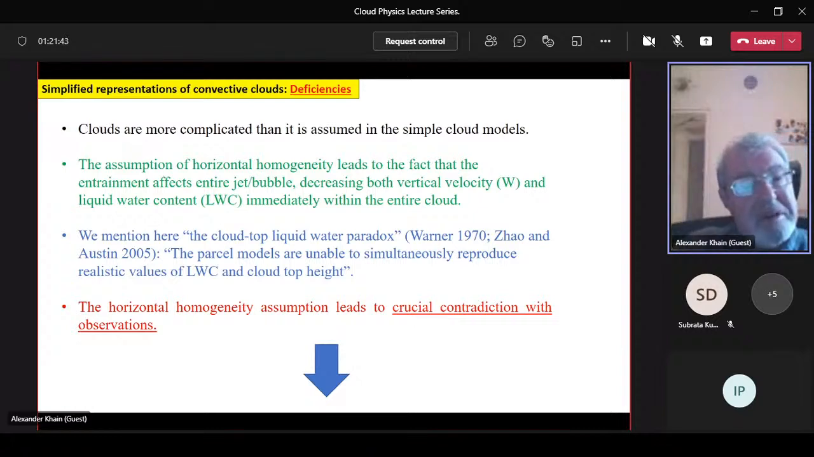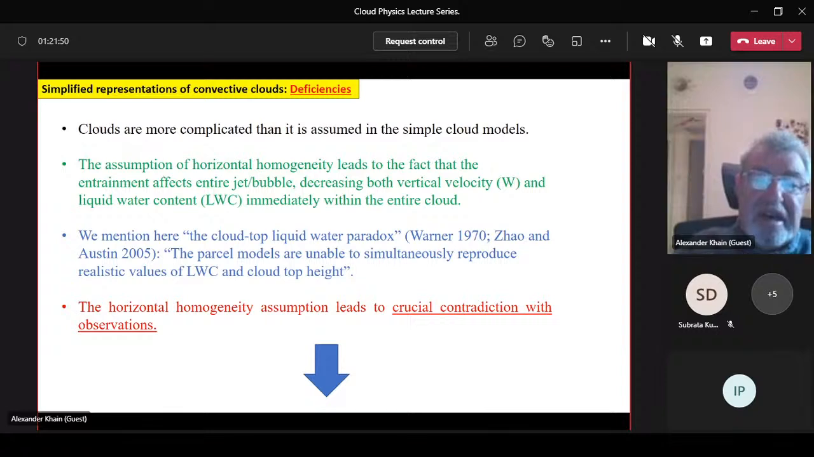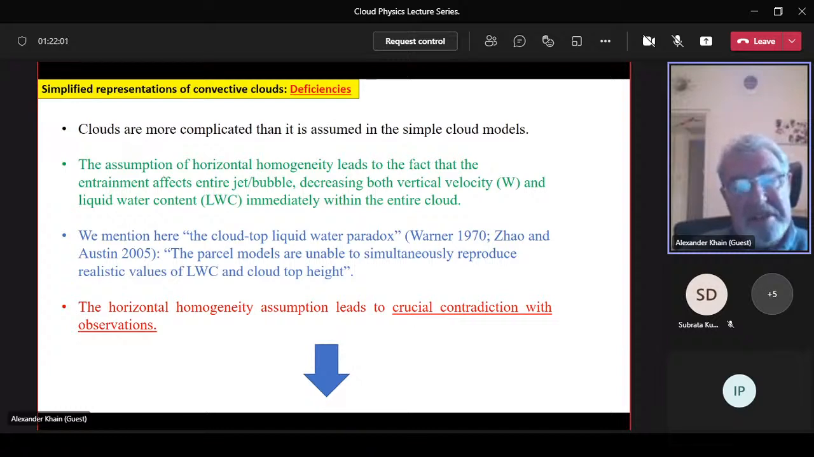So the first and very important limitation is the assumption of horizontal homogeneity, which leads to the fact that entrainment immediately affects all clouds at a certain level, the entire cloud. In this relation, I want to mention the cloud top liquid water paradox: using such a model, it is impossible to predict at the same time cloud height and liquid water content.